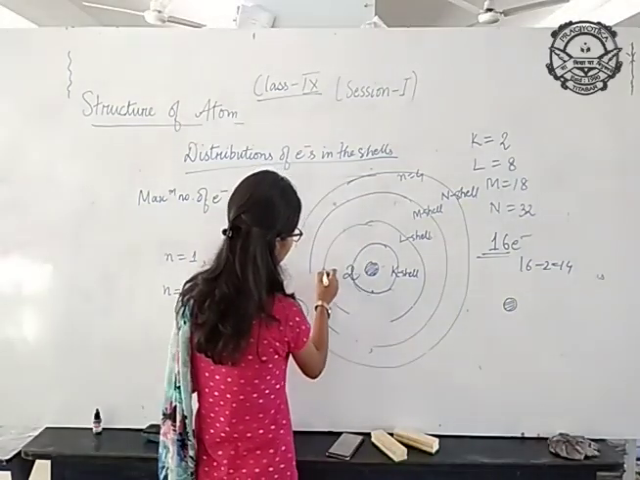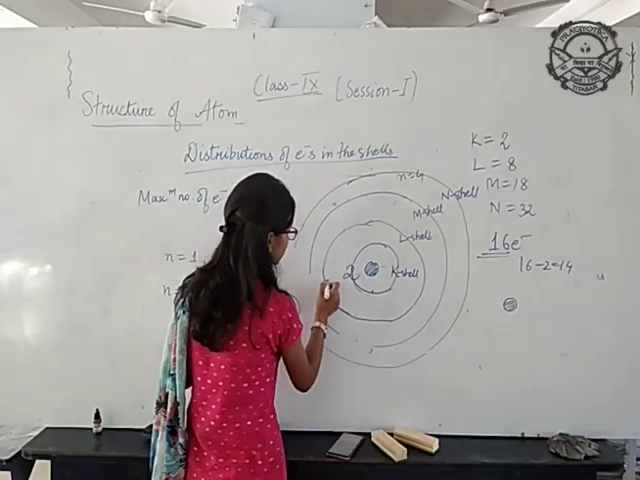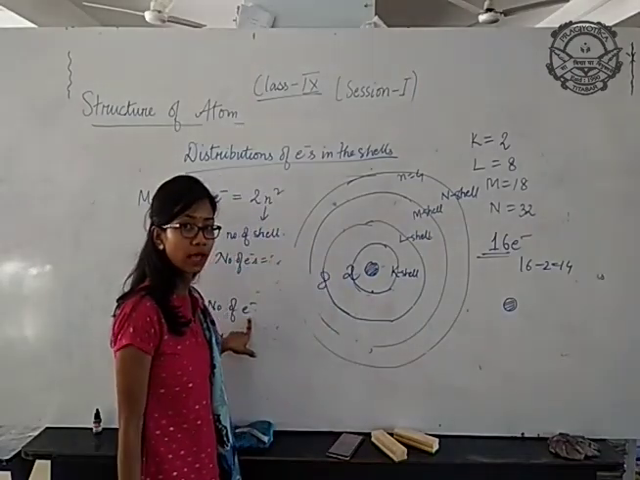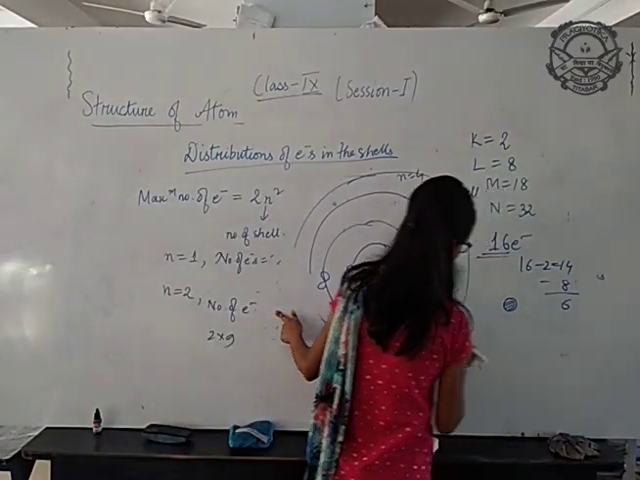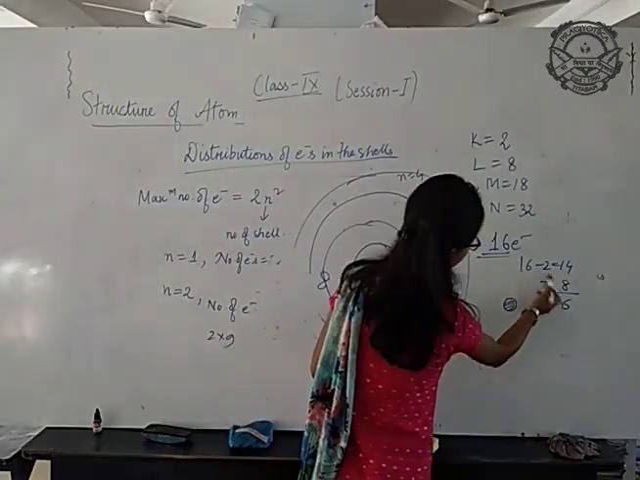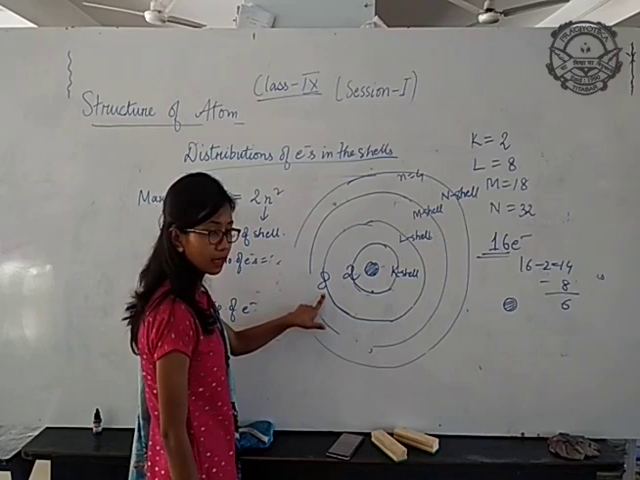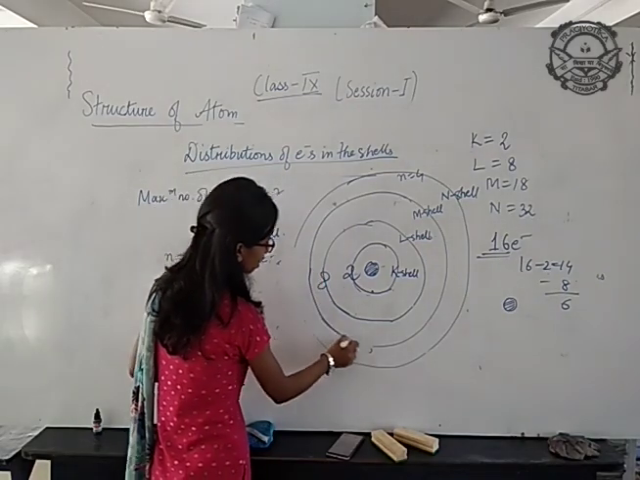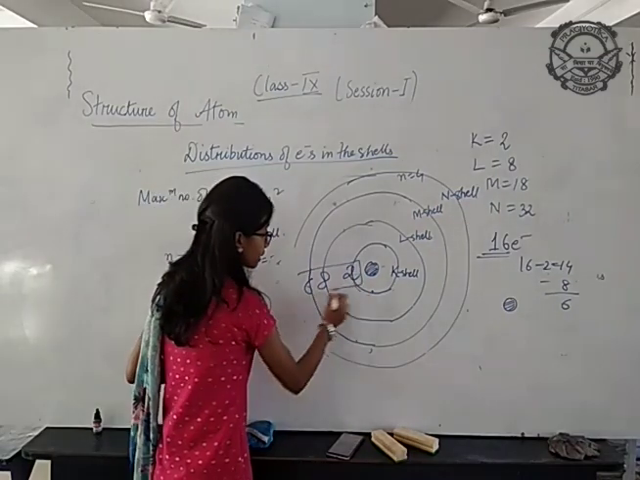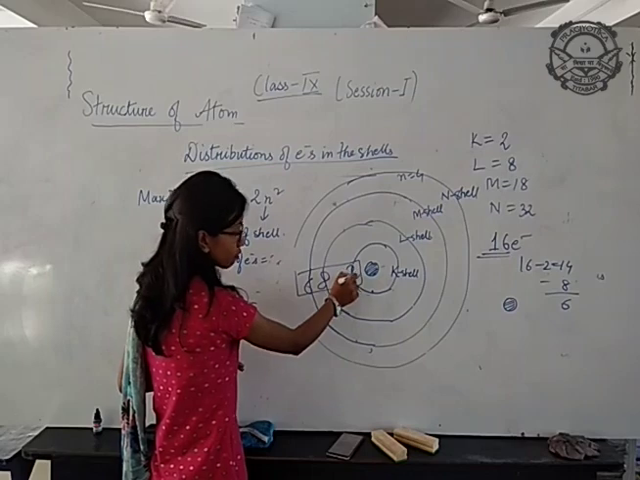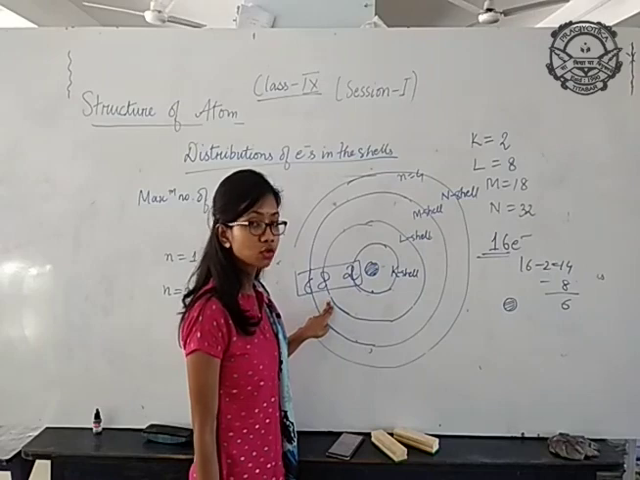Next, see, the second orbit can hold what number of electrons? It can hold only 8 electrons. Therefore, the second cell will have 8 electrons. Now 14 minus 8 is equal to 6. Check: 8 plus 2 is 10, 10 plus 6 is 16. The second cell will contain 8 electrons, and the outermost cell will have 6 electrons. So 2 in the first cell, 8 in the second cell, and 6 in the third cell. So 2, 8, 6 will be the distribution of electrons.